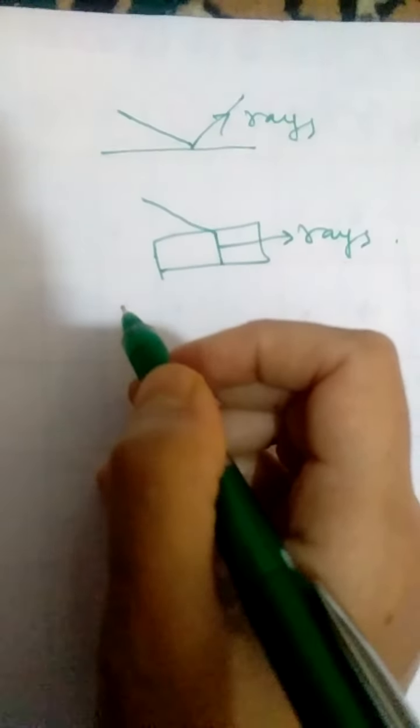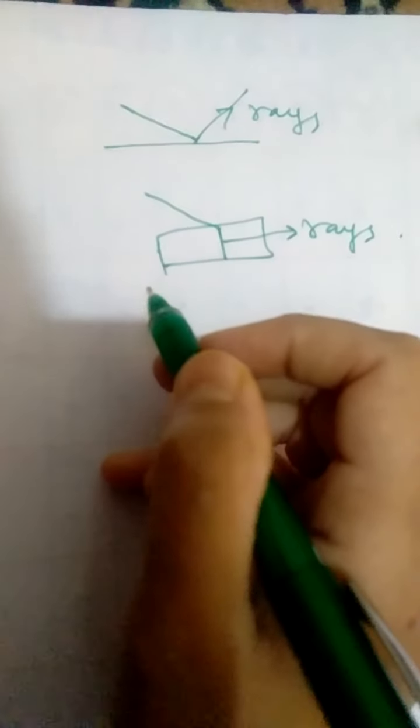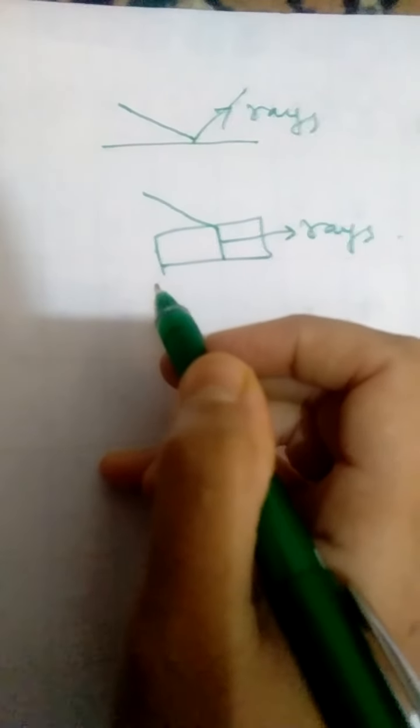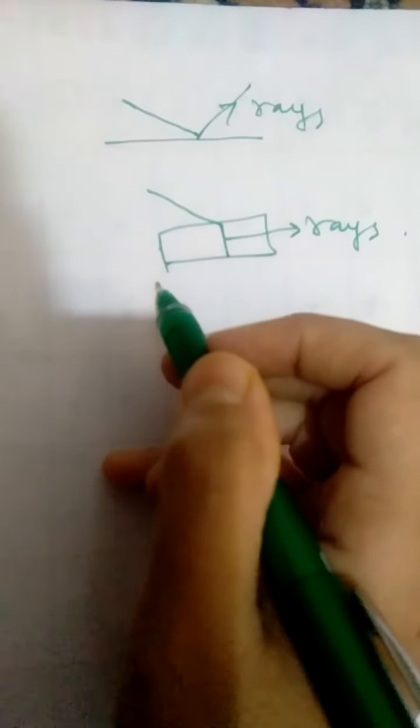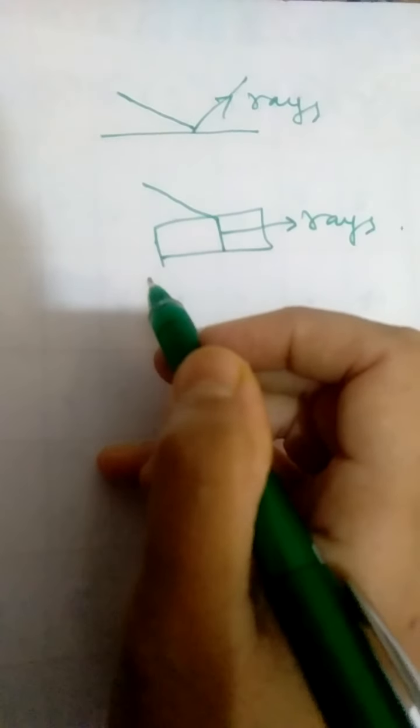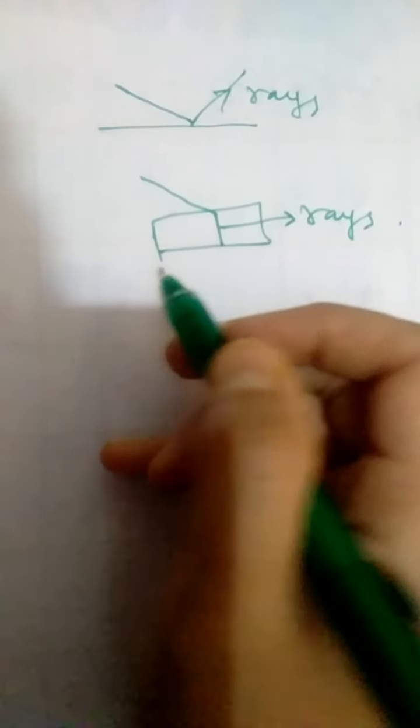But the broader concept, the broader reality, is that light actually has a wave nature and ray optics is only a limiting case of wave optics. In the subsequent videos, we shall be doing some more topics about it.